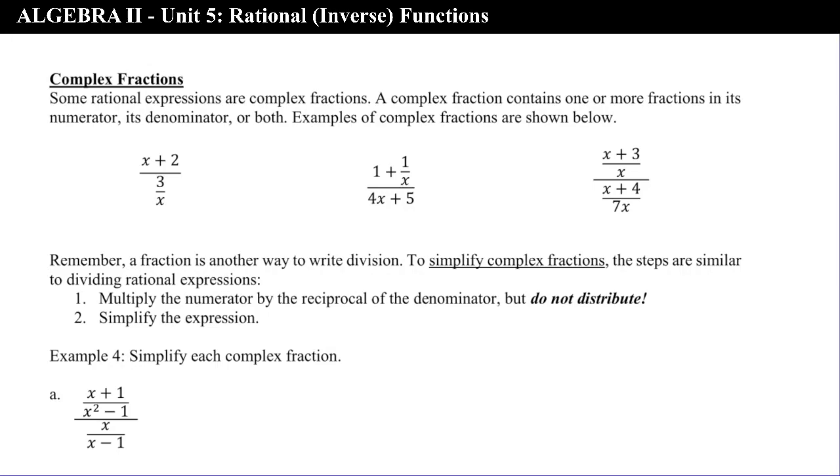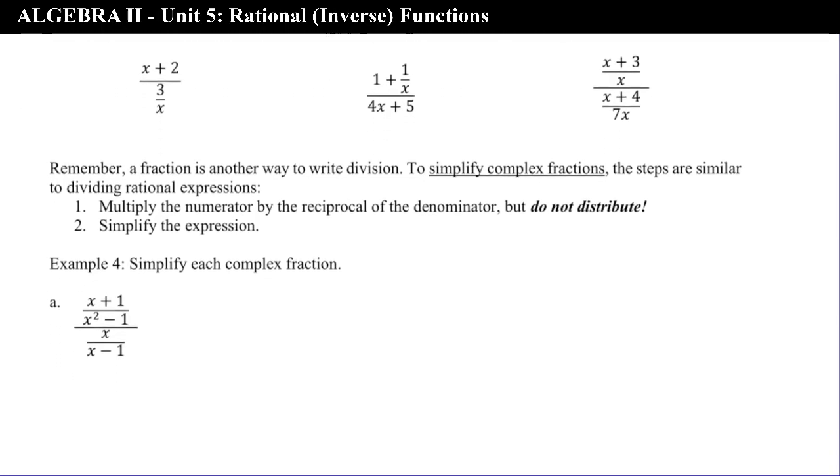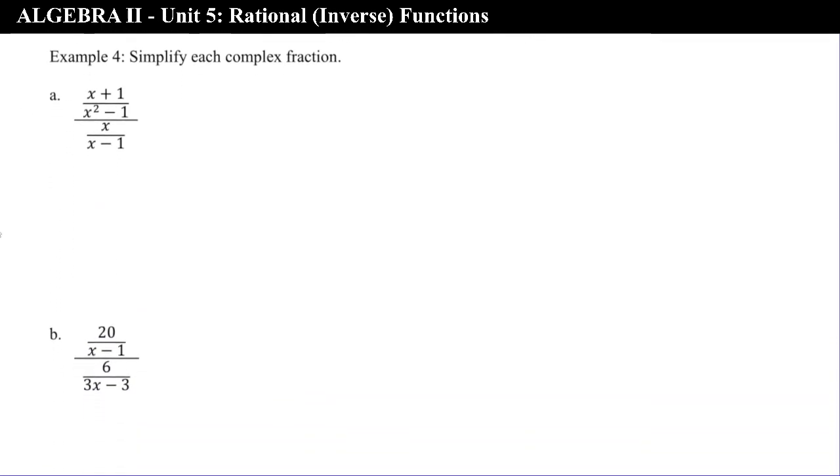Because we just did division, right? So all you've got to do is take the numerator and multiply it by the reciprocal of the denominator. Because remember, a fraction is just a way of showing that you're dividing something. So let me show you what I mean. For A here, we've got a fraction divided by a fraction. Well, we just did that, right? We just had some sort of rational expression divided by a rational expression. That's all that's happening here.